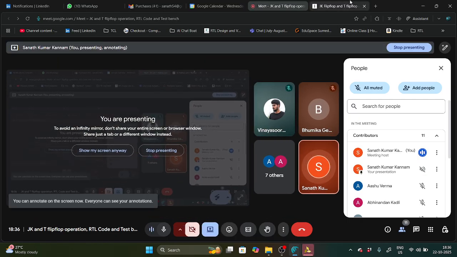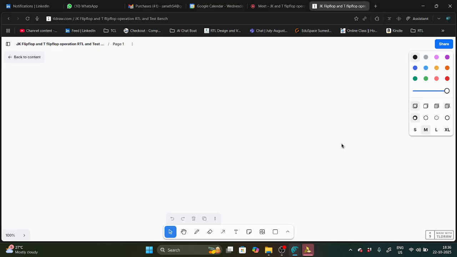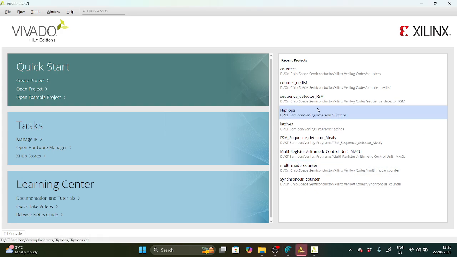Today, in the last class we saw the SR flip-flop and D flip-flop, their working principle and the Verilog, RTL codes. Today we'll discuss the JK flip-flop and T flip-flop, their working, the characteristic table, excitation table, characteristic equation and state diagram. In parallel, I will try to explain the operation related to the RTL code for these flip-flops.